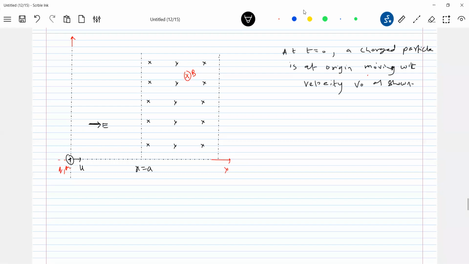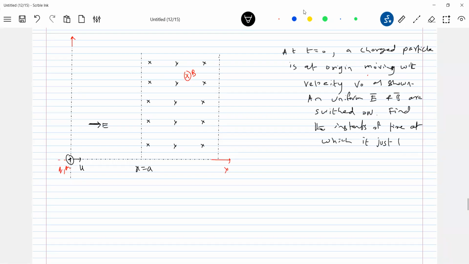So uniform electric field E bar and uniform B bar are switched on. Find the instance of time at which it just touches the y-axis. Okay, different. I just changed the direction of the magnetic fields.